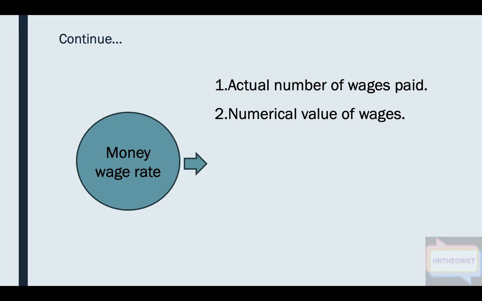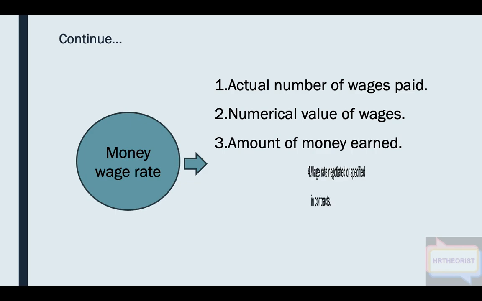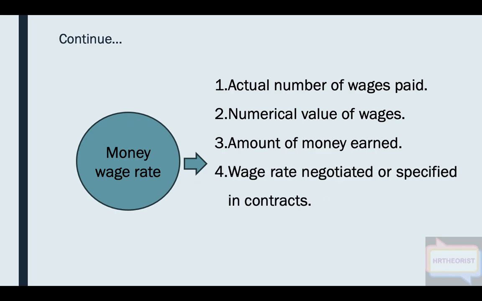The second one, money wage rate. Money wage rate refers to the nominal or actual amount of wages paid to workers. So it represents the numerical value of wages without considering the purchasing power. Money wage rate is the amount of money earned by the workers for a specified period, such as per hour, per day, or per month. It is the wage rate that is directly negotiated or specified in employment contracts. Money wage rate does not account for changes in the cost of living or inflation.